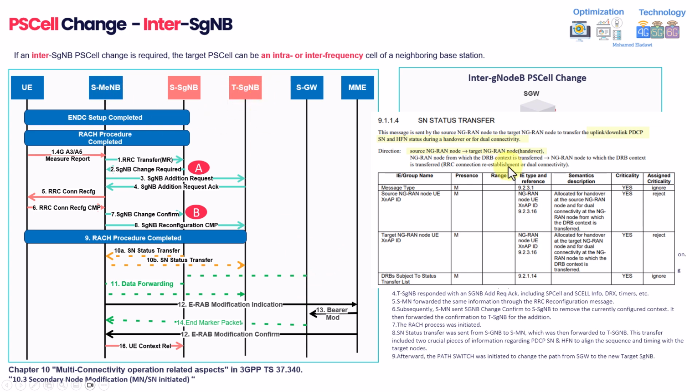And what both pieces of information mean, just for your knowledge: PDCP SN. PDCP stands for packet data convergence protocol, and SN refers to sequence number actually.